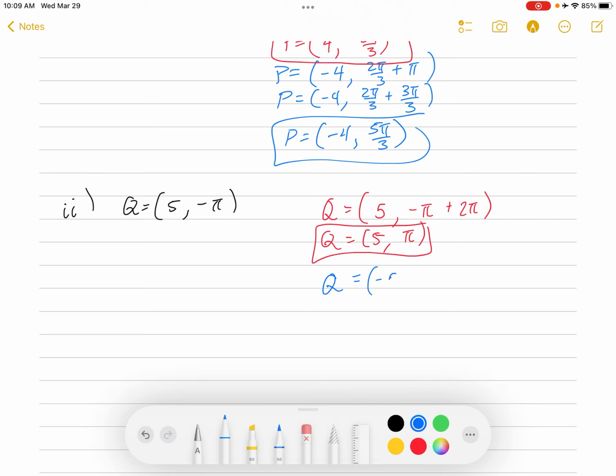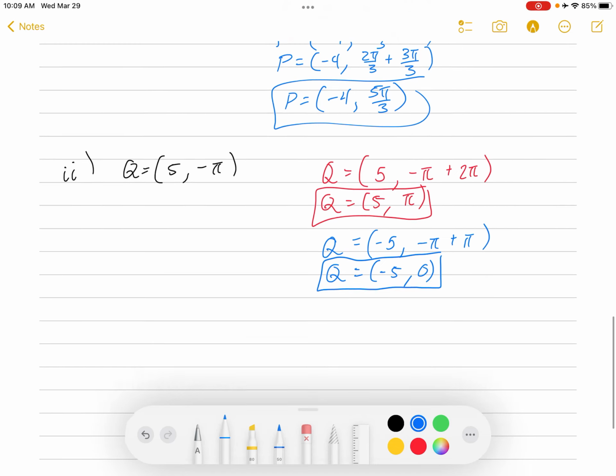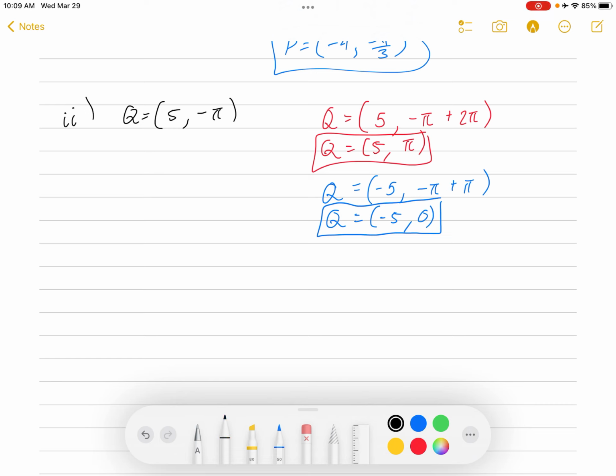Let's do Q, where we make the 5 negative. So we're going to take a negative r value, negative 5. That means we're going to have to take negative pi and we're going to have to add pi to it. So negative 5 comma negative pi plus pi is 0. Negative 5 comma 0. In polar form, remember this is polar form, this is not rectangular form. Negative 5 comma 0 is the same thing as positive 5 comma negative pi.